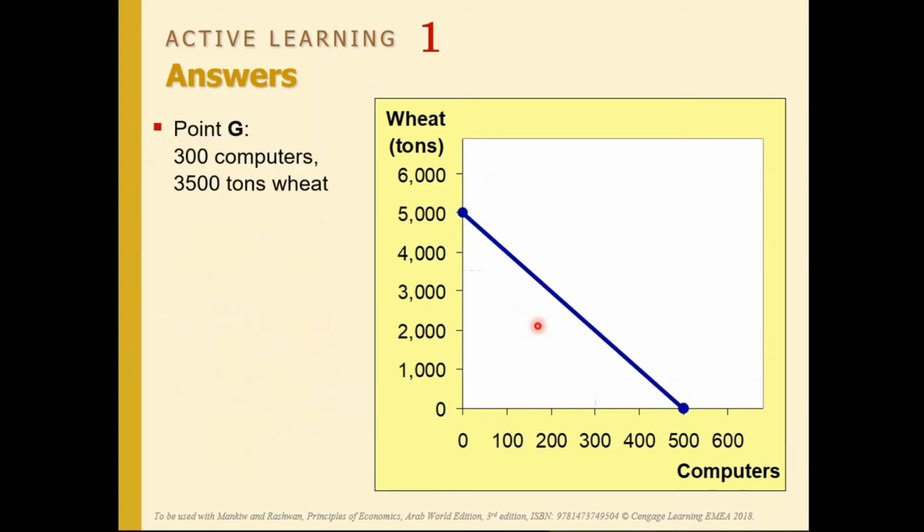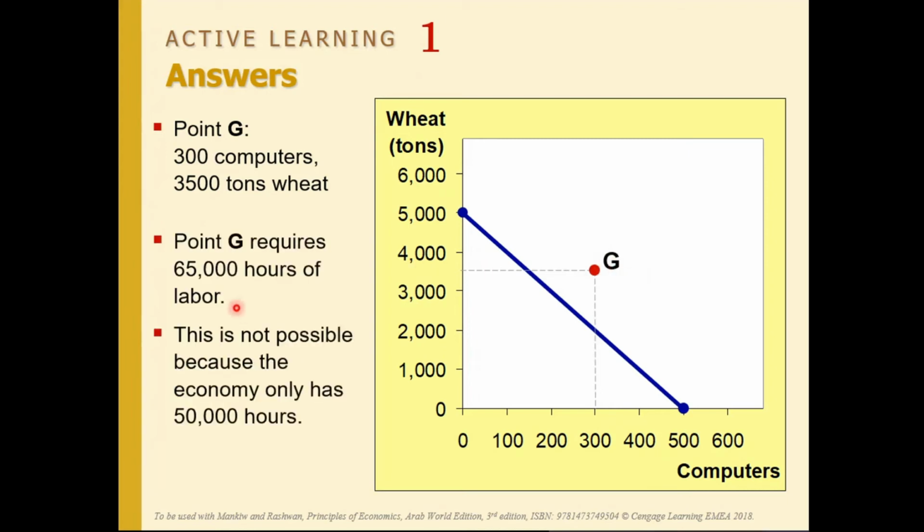For the second question, point G, we need 300 computers and how many tons of wheat? We need 3,500. As you see here, G is above the slope. It's outside the slope. Is it possible to produce G? No. Because we need maybe about 65,000 hours of labor. This is not possible because for the economy, we only have how much? Just 50,000. So because we have limited resources, we cannot do it.